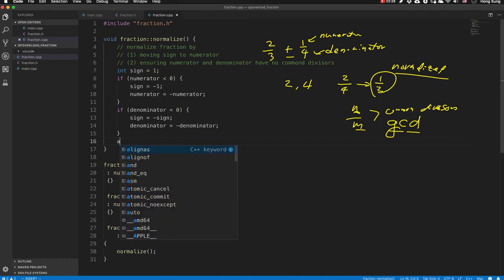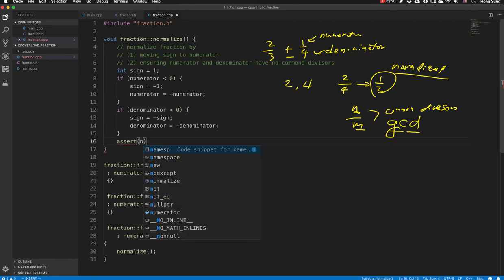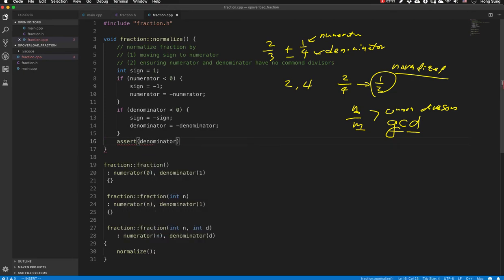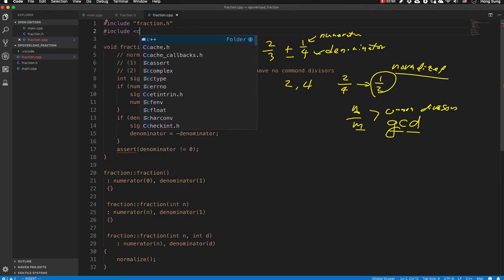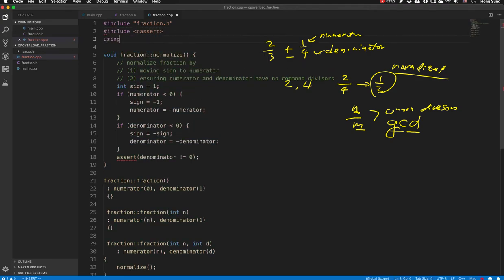At this moment, actually, we need to assert that the denominator should not be negative or zero. I mean, it's a zero. If it's a zero, it's not divisible. So make sure that the denominator is non-zero, and we need to include the C assert library there.